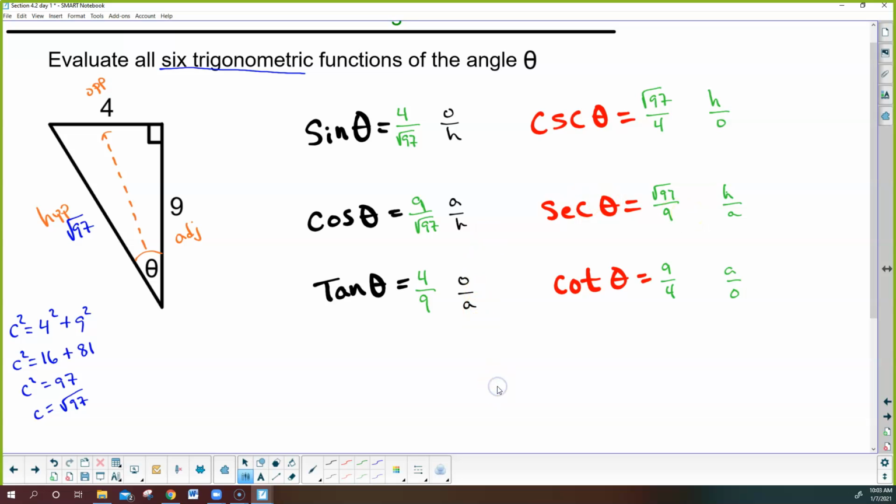So let's say we're doing this in Delta Math and they tell me to write the sine ratio. They probably won't accept 4 over square root of 97. So I'm just going to move these over. We have to deal with reducing the radical for these.